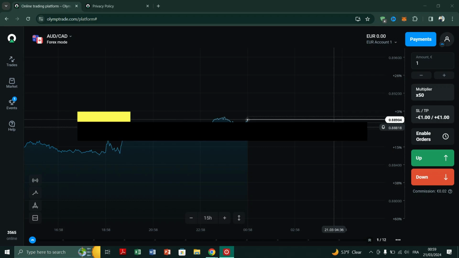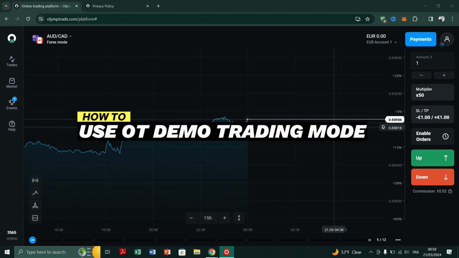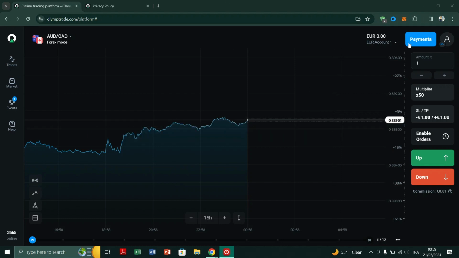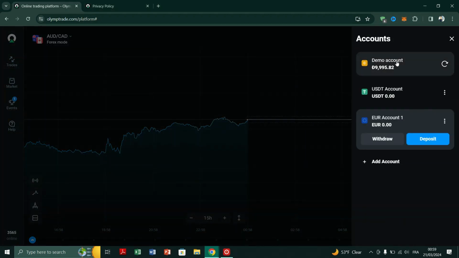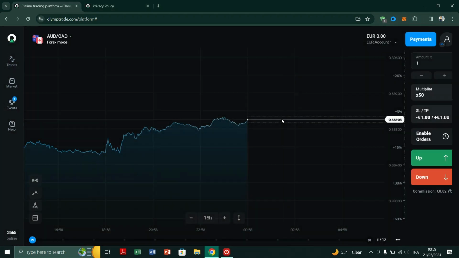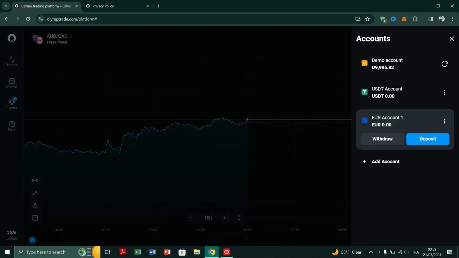Olymp Trade demo account versus real account. Let's understand the difference. Choosing between a demo account and a real account in Olymp Trade depends on your trading objectives and experience level. So here is a breakdown of the key differences between the two.